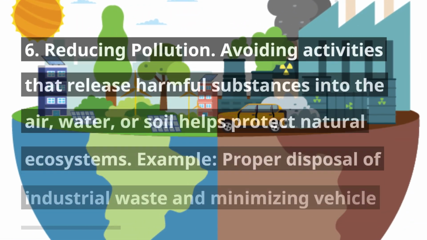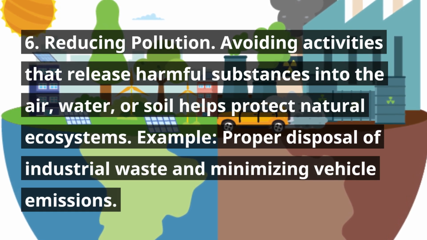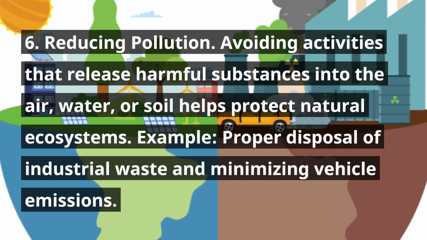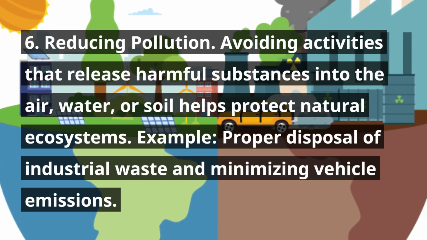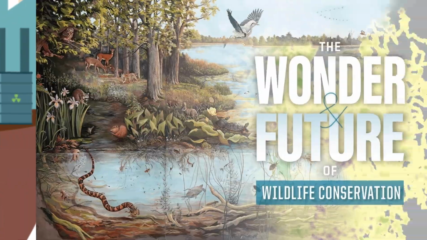6. Reducing pollution. Avoiding activities that release harmful substances into the air, water, or soil helps protect natural ecosystems. Example: proper disposal of industrial waste and minimizing vehicle emissions.